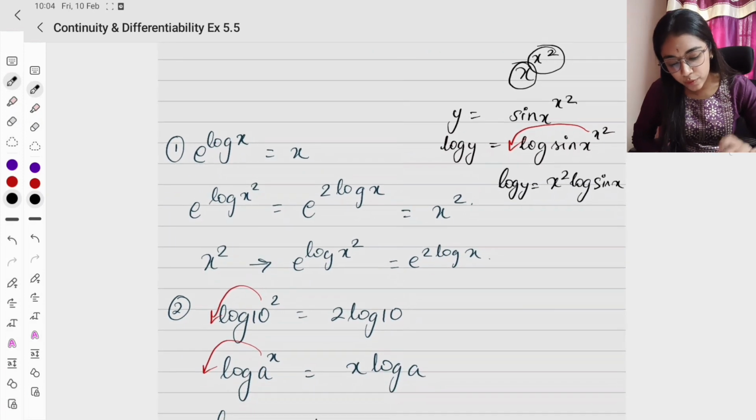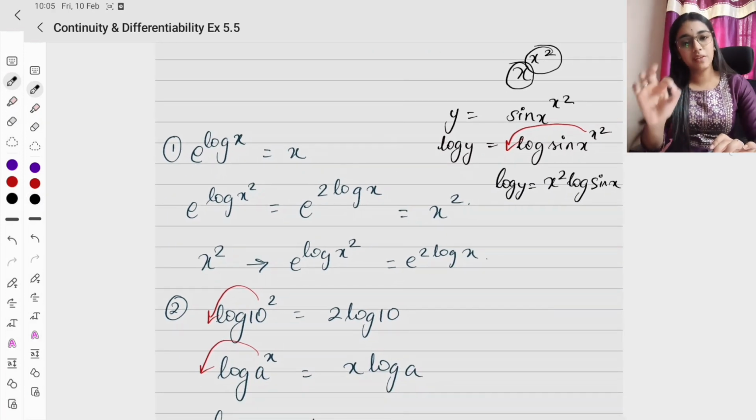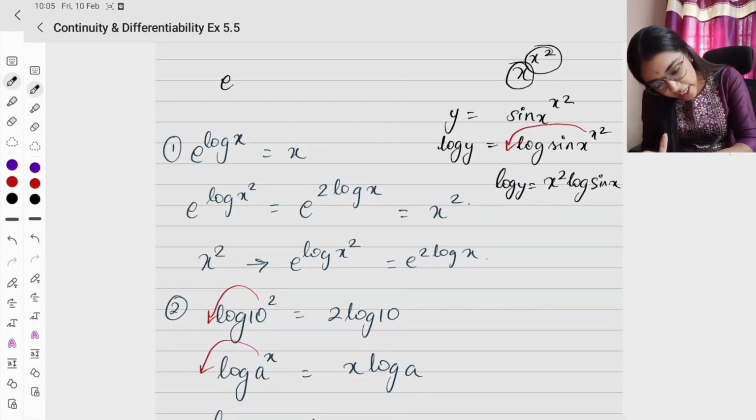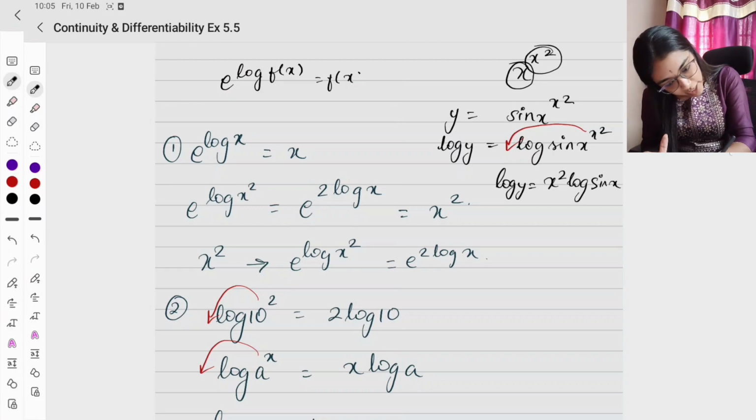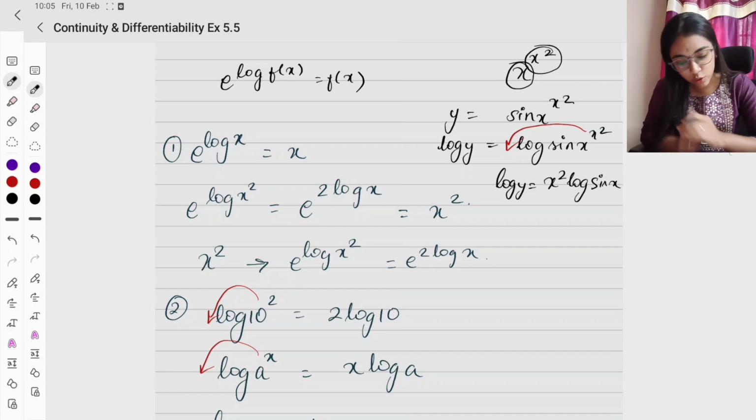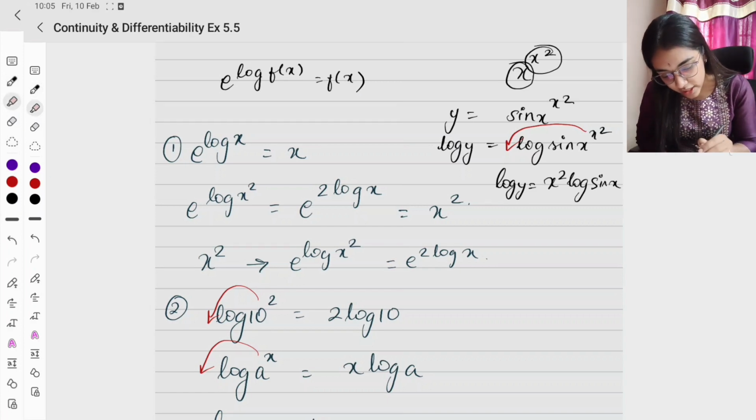What else do you need to know? e to the log of any function is going to be the function itself. e to the log of any f of x is going to be f of x itself. So here you have, what do you have here? e to the log x square. So the function comes down. So the entire function comes down. Okay, what else do you know?